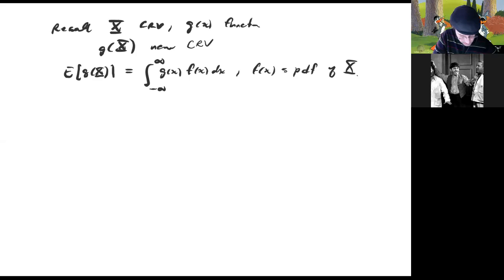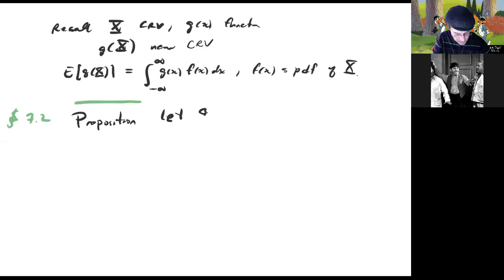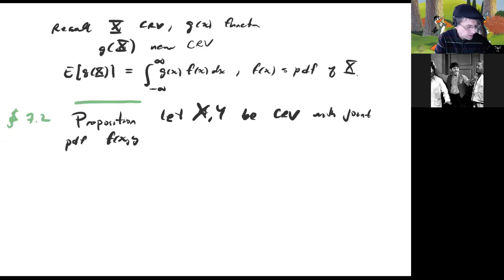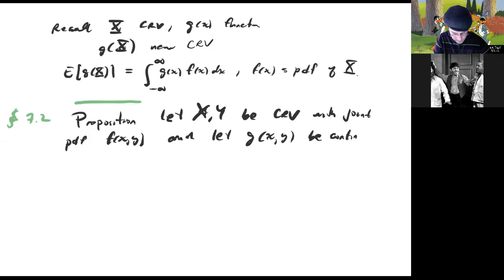So there's a generalization to more than one random variable. It's a proposition in section 7.2, and I don't remember the number of the proposition, unfortunately. So the proposition is the following statement. Let x and y be continuous random variables with joint probability density function f of xy, and let g of xy be a function. I think it should be continuous, really. Probably continuous.